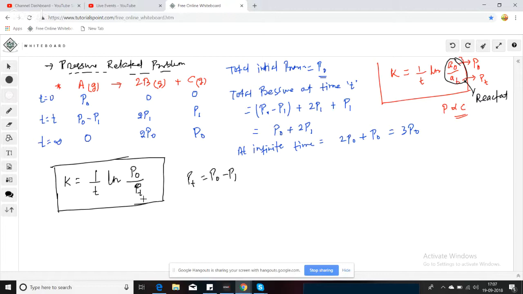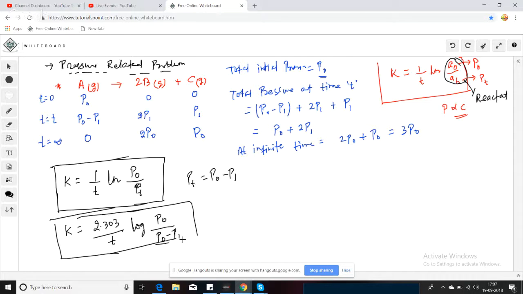Anyways, all these things you have to keep in mind: what is the partial pressure of B, C, A at any point of time? Now suppose, on this thing only, if I write this in terms of log, that will be 2.303 by T log of P naught by P naught minus P1. That is nothing but Pt we have. Yes, Ramcharan, is it clear? Siddhant, what about you?